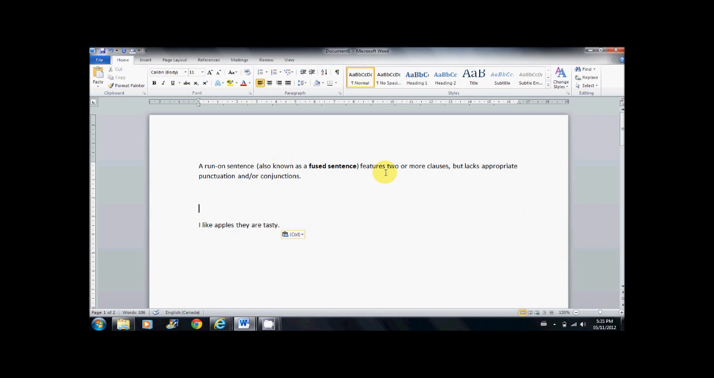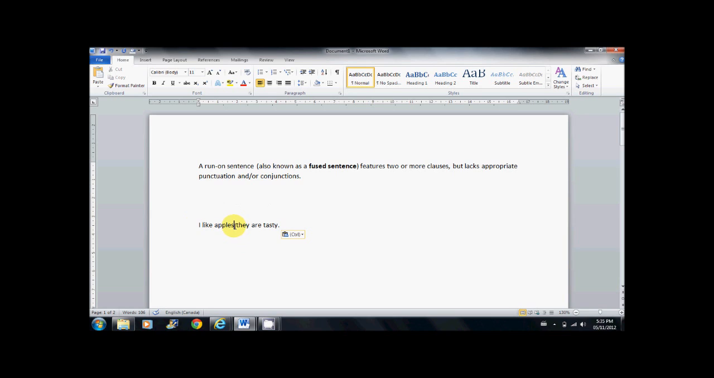A fused sentence features two or more clauses, but lacks the appropriate punctuation and/or conjunction. So what does this mean? Well, let's talk about the clauses first. A clause has a subject and a verb and can stand on its own as a sentence. So our first example, "I like apples." We have a subject, a verb, full sentence. Our second example here, "they are tasty." We have a subject, we have a verb. This too could stand on its own as a sentence. So we have two clauses here. But the problem is we don't have punctuation and/or conjunctions that show the relationship between these two.